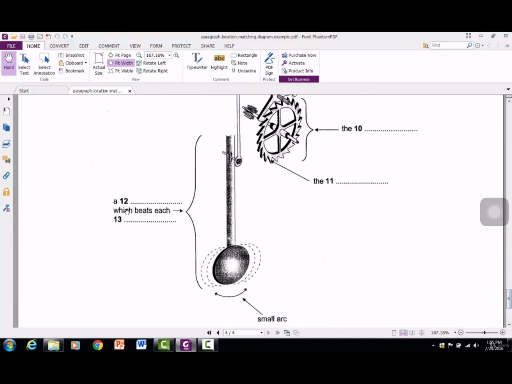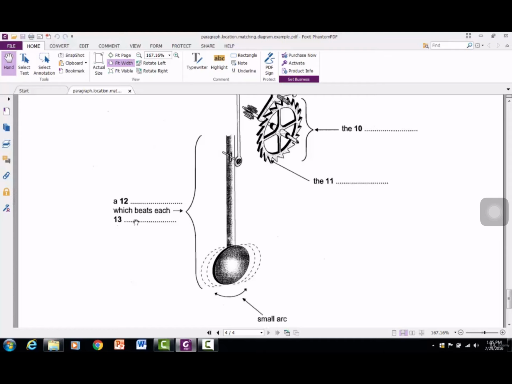See right here? A long pendulum which beats each second. And we have synonym language for each. Once a is a synonym for each. So it says once a second, each second. All right. A long pendulum. That comes right before which beats. So those are our answers for 12 and 13.